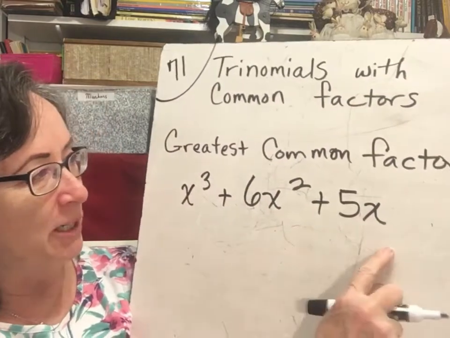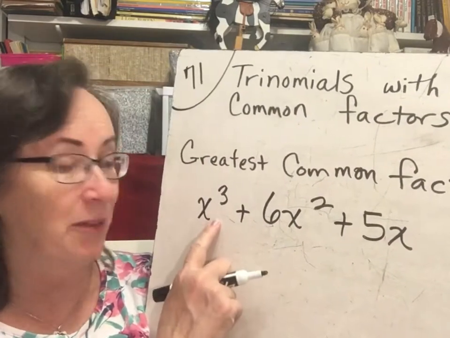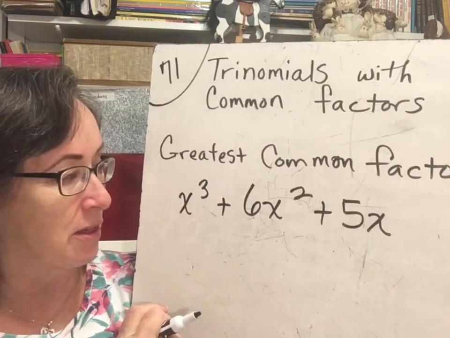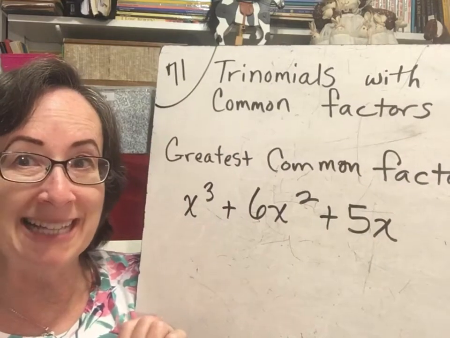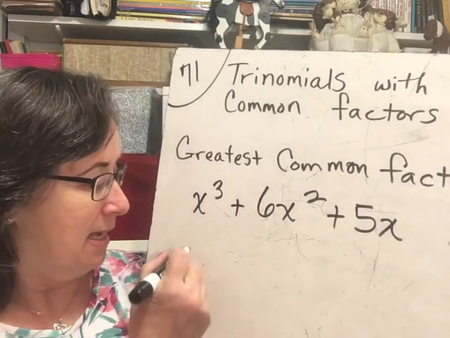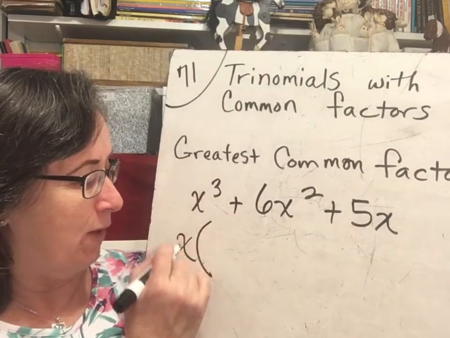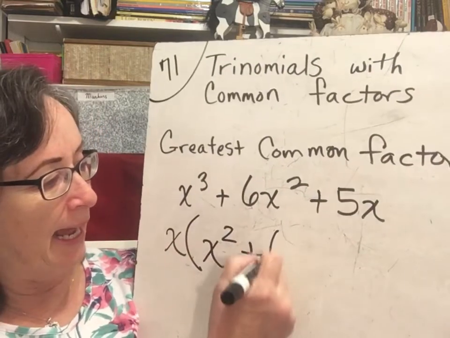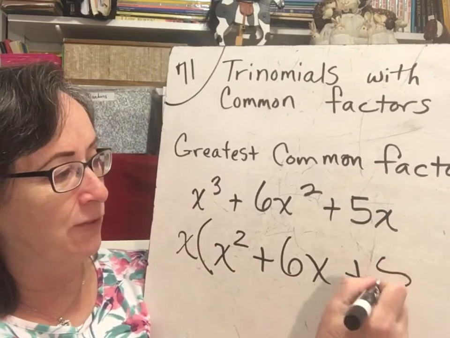So here we look at this trinomial, but this is not a quadratic trinomial. This is a cubic trinomial because the greatest power is a 3. But if we look, each one of those has a common factor, x. So we pull out an x, and then we're left with this divided by an x is an x squared, this term divided by an x is 6x, and this term divided by an x is 5.